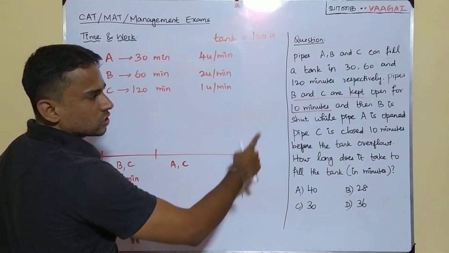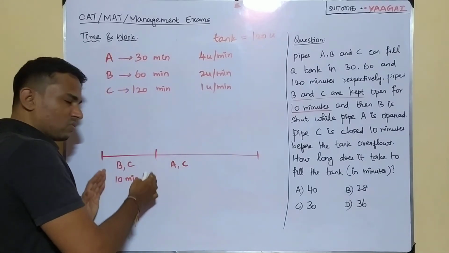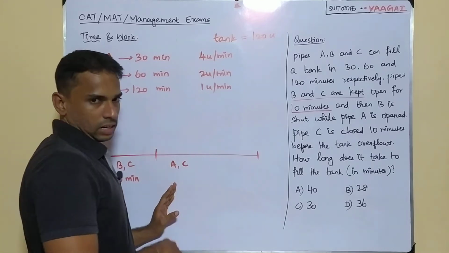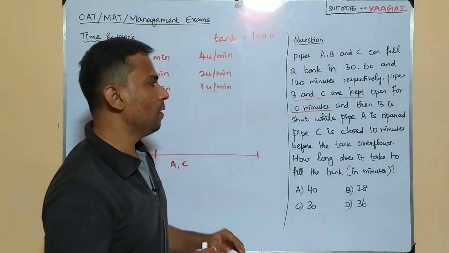Okay, B is shut while A is opened. This is happening after 10 minutes. So that means for the first 10 minutes, B and C are active, and after 10 minutes, A and C are active. Okay, this is continuing, and what is happening? Let's continue the question.